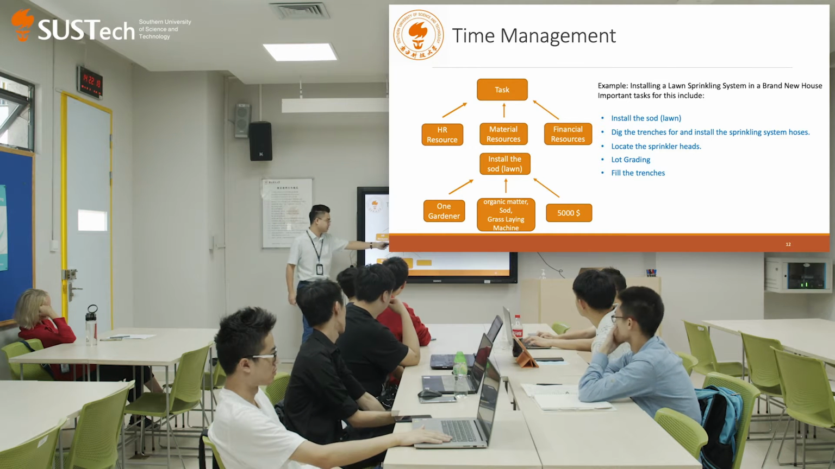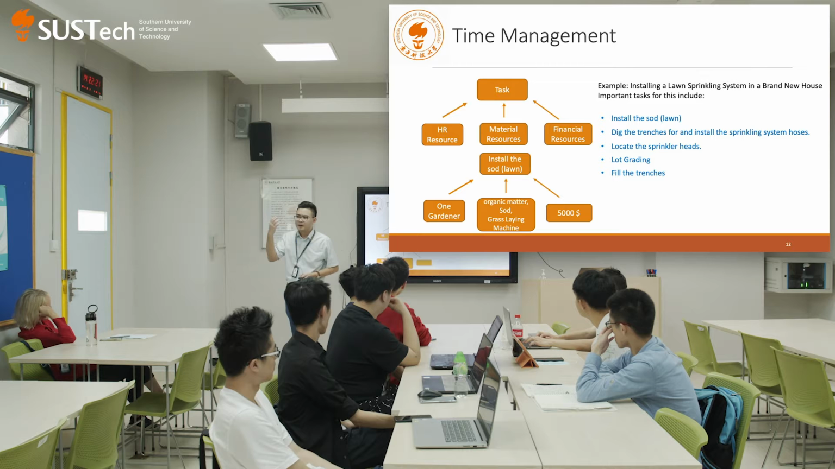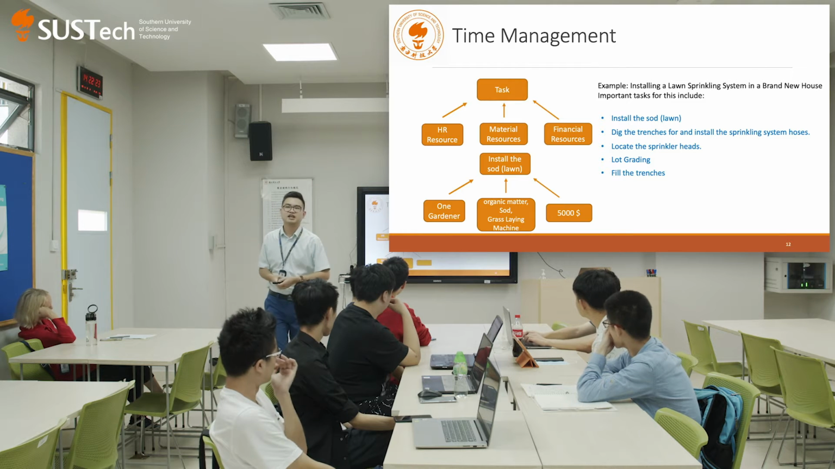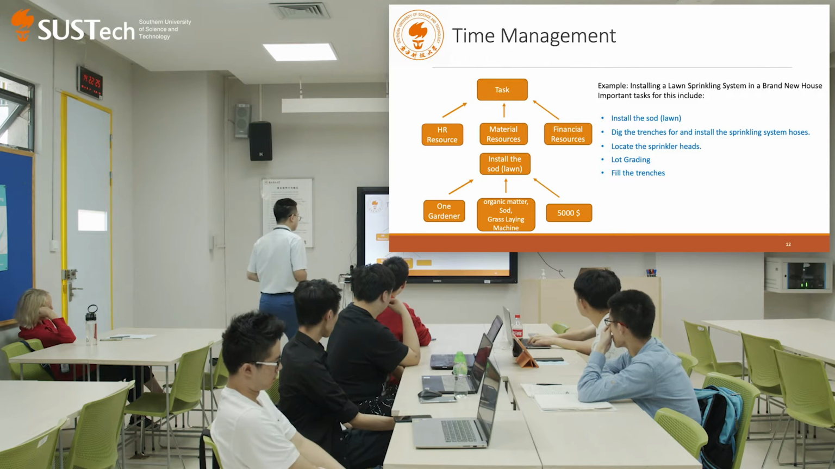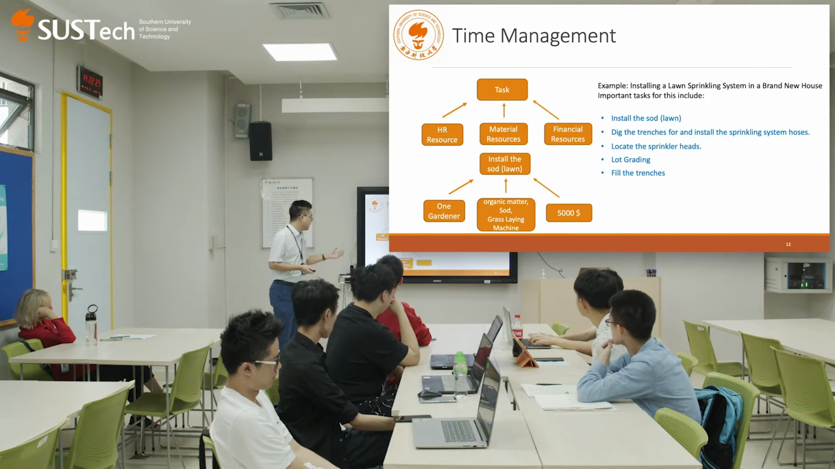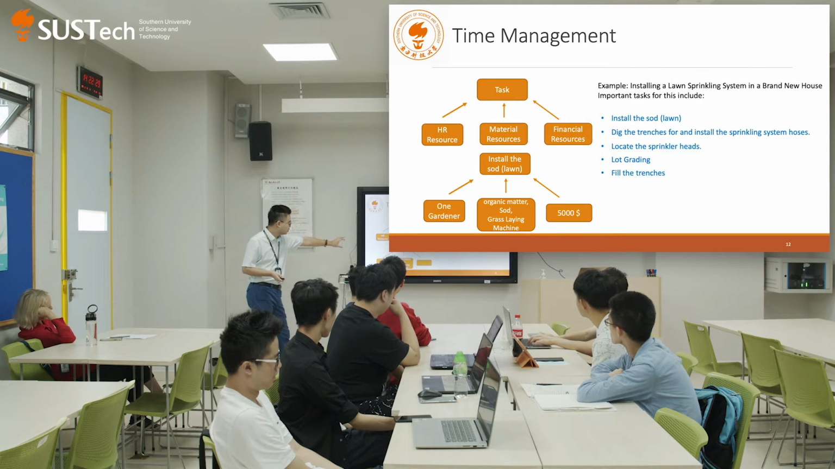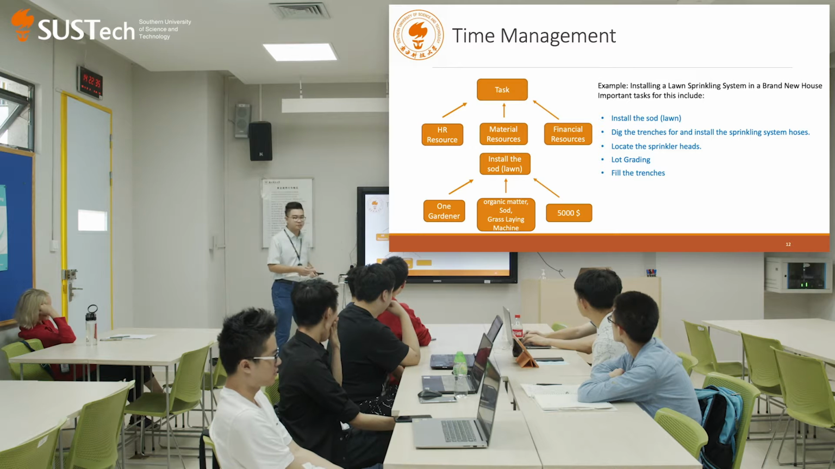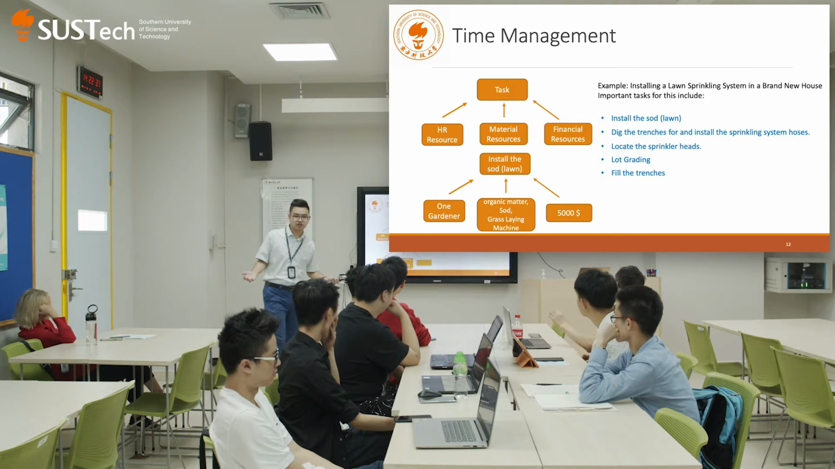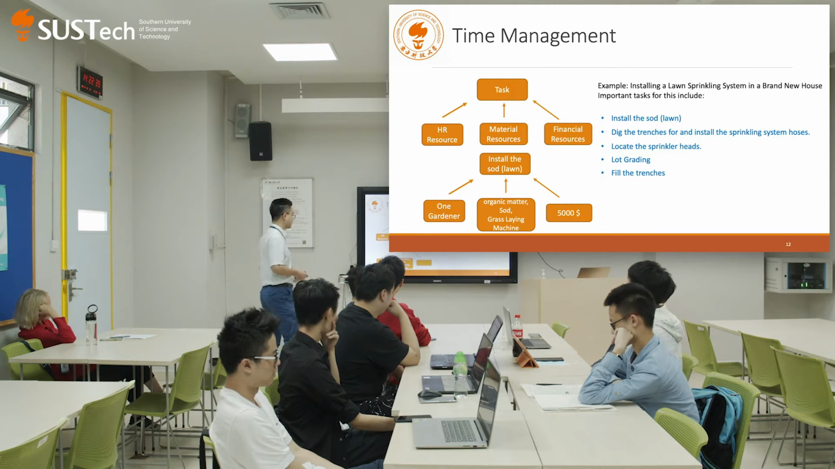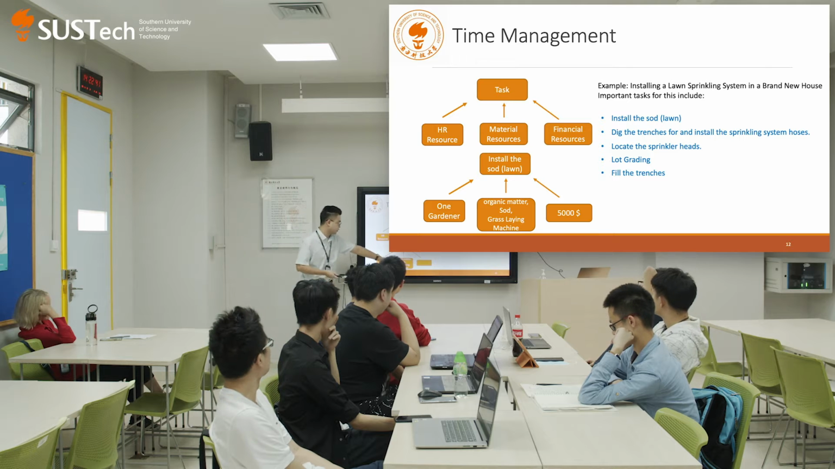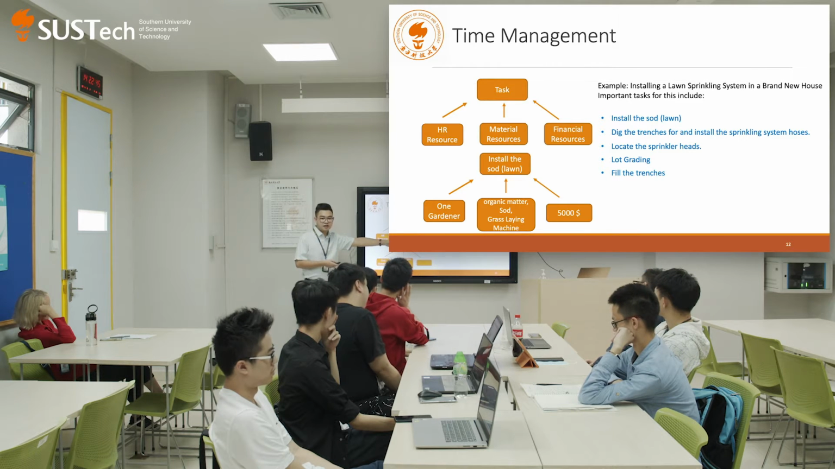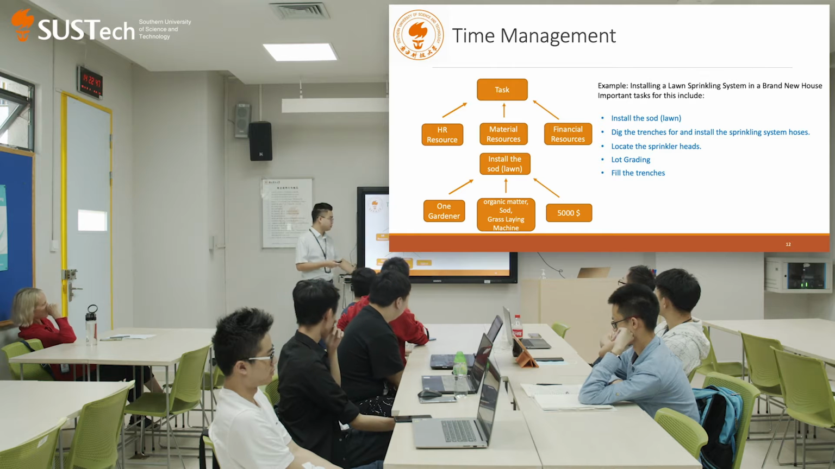And then the material resources. Think about what would be the material resources needed in this process. We probably need some organic matter, we need soil, because we are going to install the sod. So of course, for the material resources, we need the sod, and we need some machines, the grass laying machines, in order to do that. So that will be the material resources required. And then the money, the financial resources. We can identify how much it will cost.